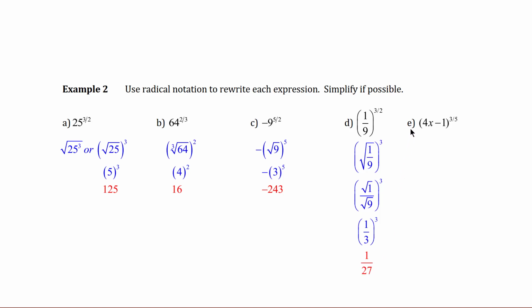For part E, we have parentheses, 4x minus 1 on the inside, and an exponent of 3/5 on the parentheses. We could rewrite this in two different ways. We could rewrite this as parentheses, the 5th root of 4x minus 1 on the inside, and a cube on the parentheses, or we could rewrite this as the fifth root of parentheses 4x minus 1, and then a cube on the parentheses.